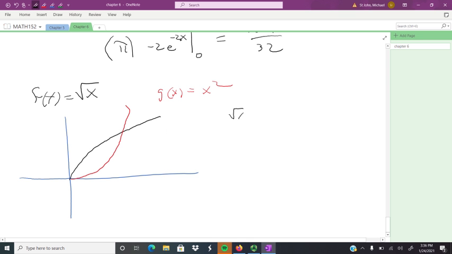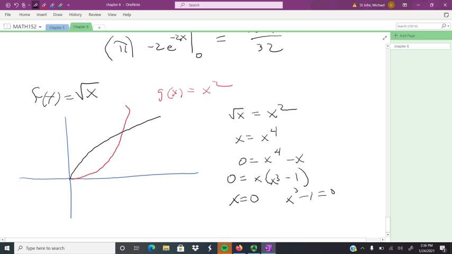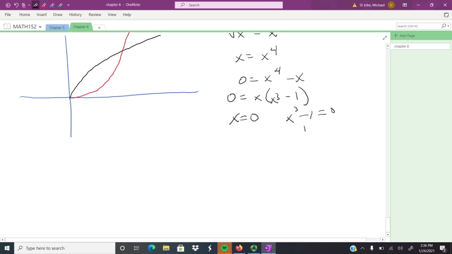So square root of x equals x squared. So x is going to equal x to the 4th. So 0 equals x to the 4th minus x. So we can factor an x out. So there'll be x cubed minus 1. So x equals 0, or x cubed minus 1 equals 0. And so add the 1. So x cubed equals 1. So x equals the cube root of 1, which will be 1. Okay? So we're going to integrate 0 to 1.